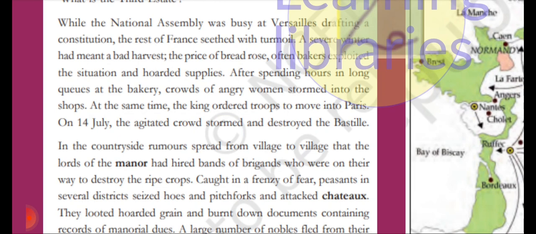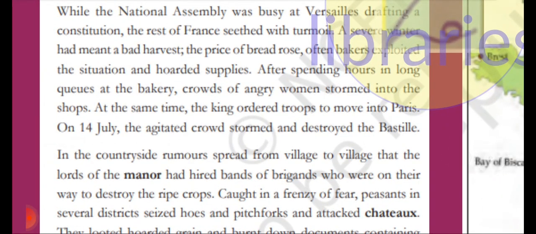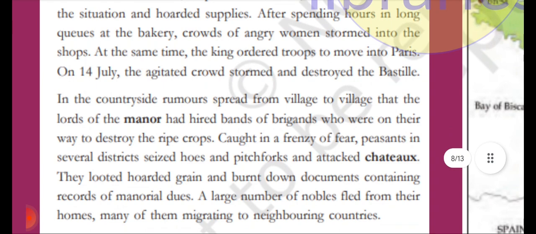So we are seeing the causes of the revolution. Why did people storm the Bastille and why did people kill Louis? Because while Louis was in the government making changes, in the countryside something severe had happened. A severe winter meant a bad harvest. The prices of bread rose. Often bakers exploited the situation and hoarded supply. Hoarded supply means collected a lot of supplies, because the existing supply was hit by a very bad harvest. So they began collecting a lot of supplies.